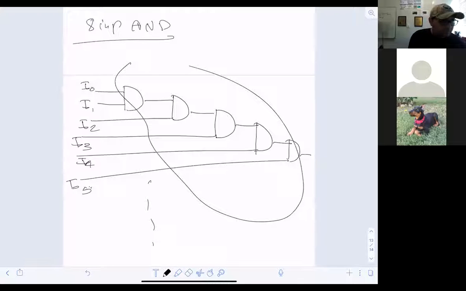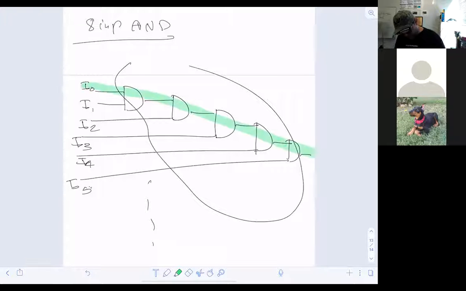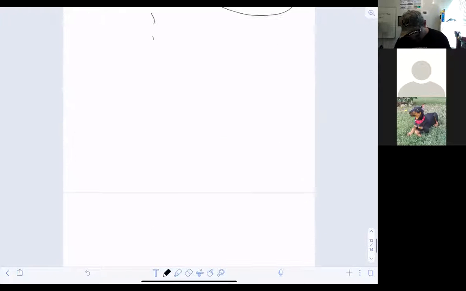Yes, but this is not efficient. Somebody tell me why it's not efficient. More power is used? No, because the longest path here would be long. It's not about so many gates, it's about the path. Look, the path between I0 and the output is going to be, oh my gosh, 1, 2, 3, 4, 5, 6, 7, 8 times the response time of the gate.